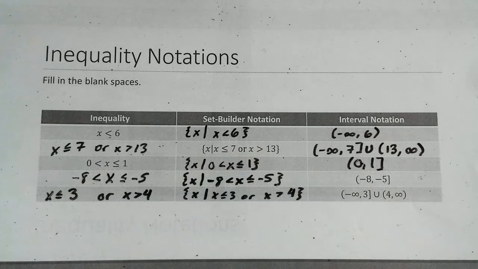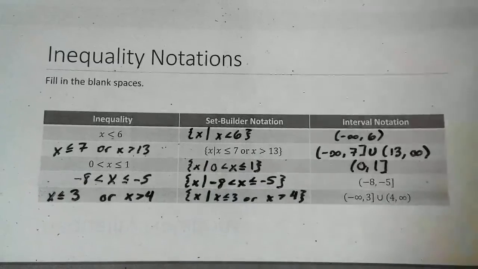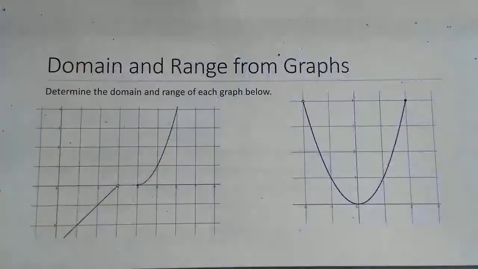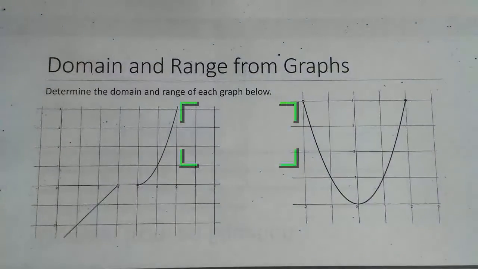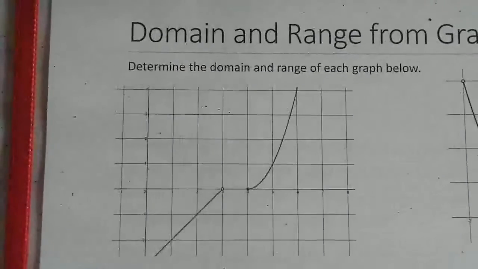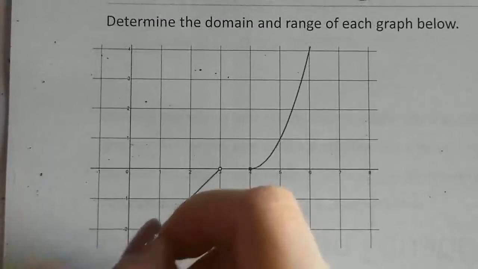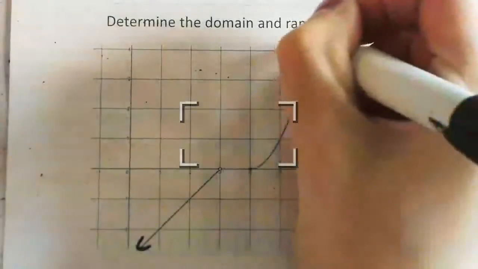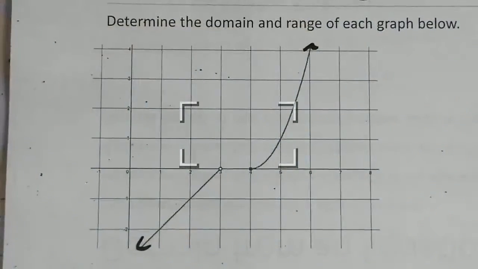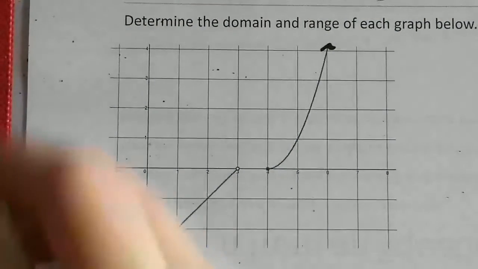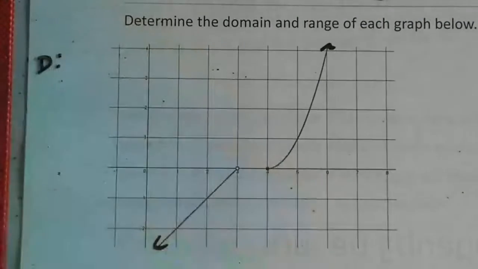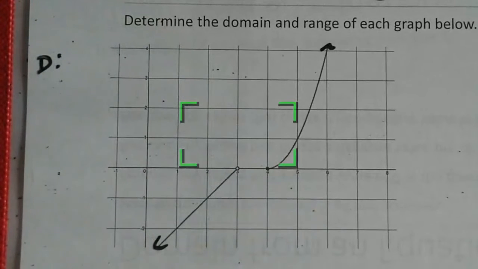Now that we know how to write domains and ranges, let's see if we can work with them. We're going to start by looking at a graph. It says to determine the domain and range from each graph below. I'm going to zoom in so we can see them a little bit better. We're going to pretend there are arrows on the end of these so that they continue on. So first up, we want to find the domain. When we think domain, we're thinking x values, so we want to know what x values does this graph touch.